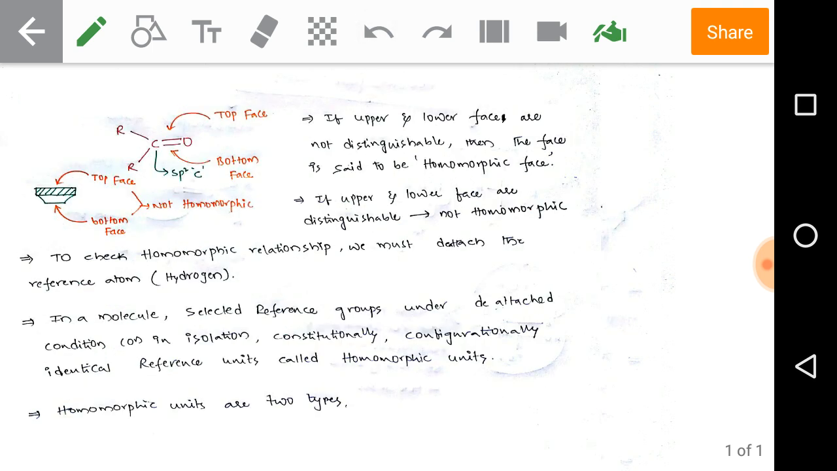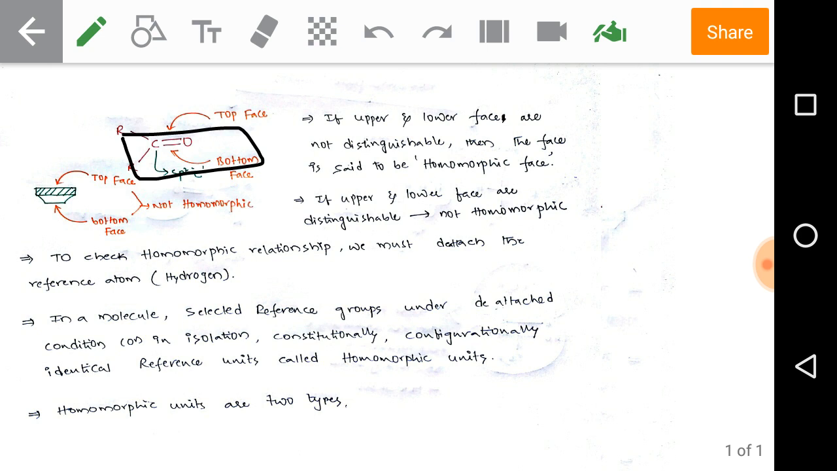Now check what a phase is here. Homomorphic phase: what is a homomorphic phase? Till now we have just discussed homomorphic units, that means homomorphic ligands or atoms. Now we are considering the homomorphic phase. Just check this example, a ketone, which has an sp2 hybridized carbon.